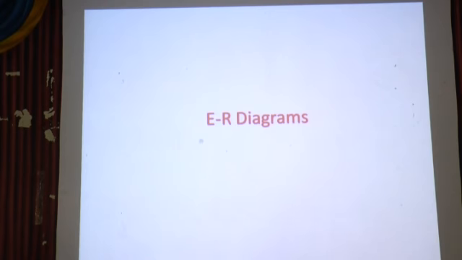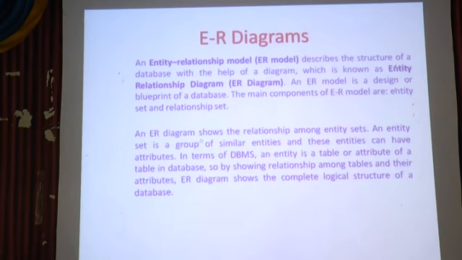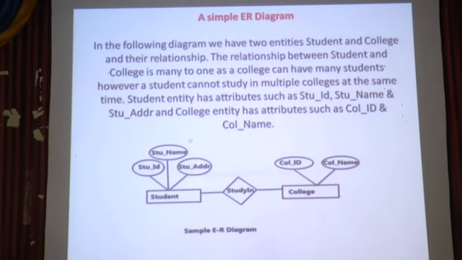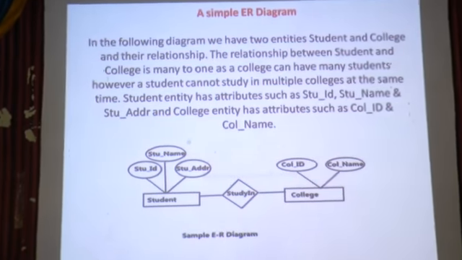The next topic is ER diagram. ER means entity relationship diagram. What is an ER diagram? This ER diagram is a design or blueprint of a database. It describes the structure of the database with the help of a diagram, which is known as entity relationship diagram. So this ER diagram has so many symbols involved.